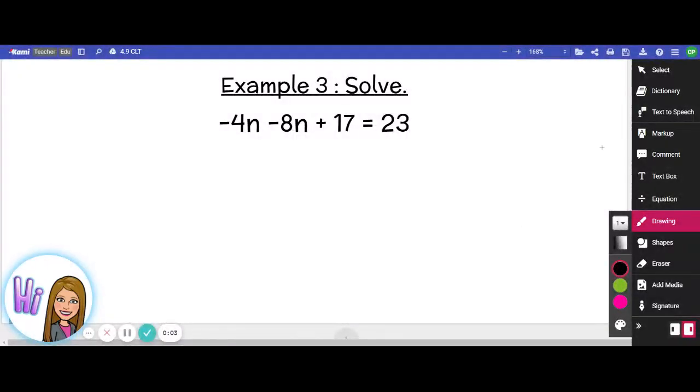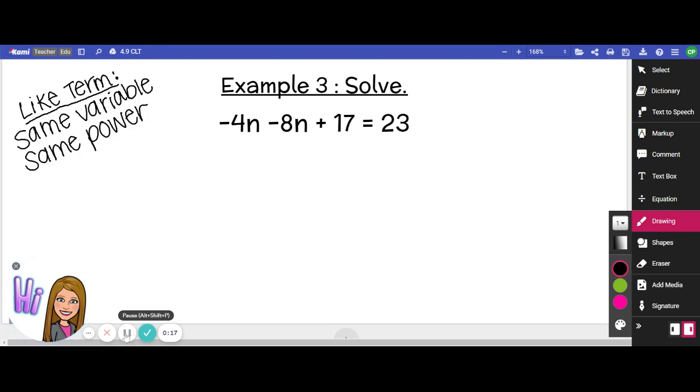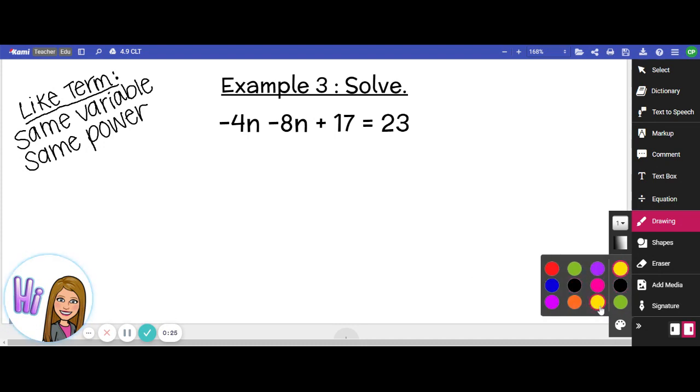Okay, on to our last example for combining like terms equations. So I'll just remind you one more time, for the third time, that a like term is any term that has the same variable to the same power. So let's look at our equation. We've got negative 4n minus 8n plus 17 is equal to 23.